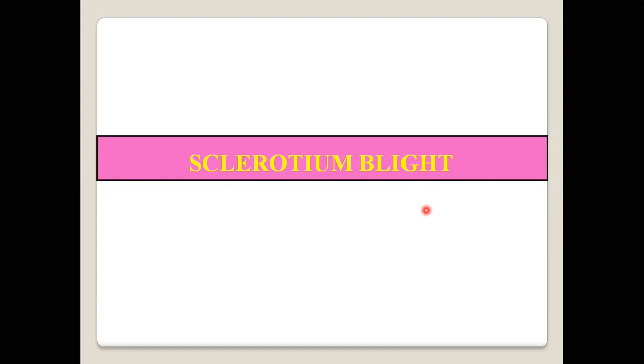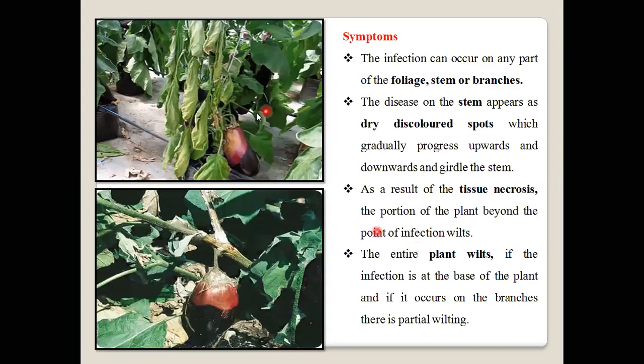These are the symptoms developed in the brinjal plants and foliage as well as the fruit rot on the fruits. This infection can occur on any parts of the leaf, foliage, stems, and also the branches, or sometimes the infection is also seen on the fruits. This disease is seen on the stem portion.